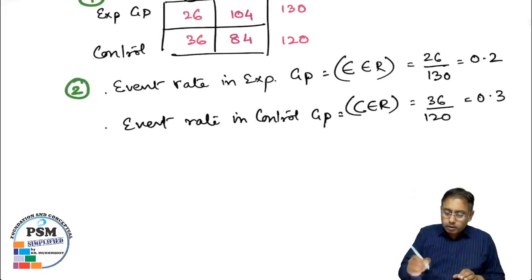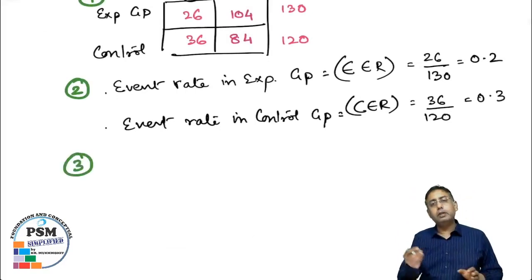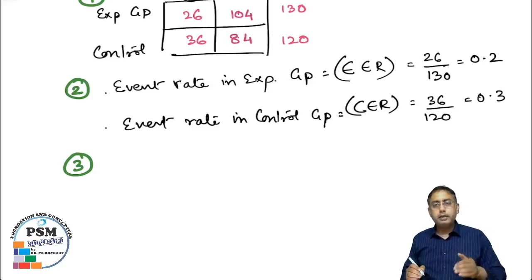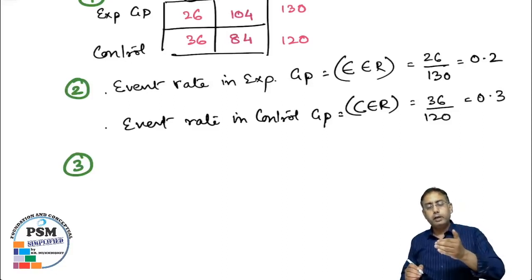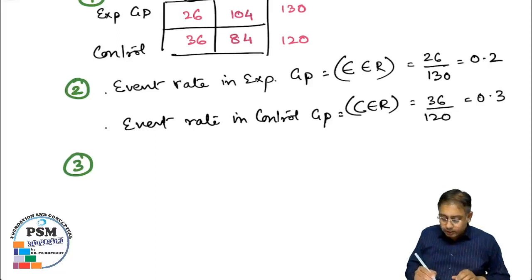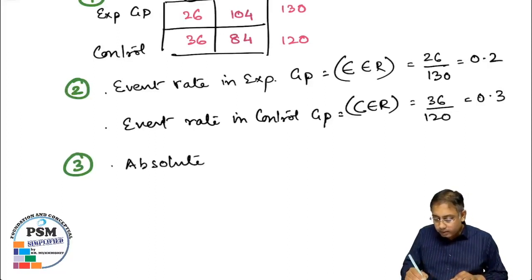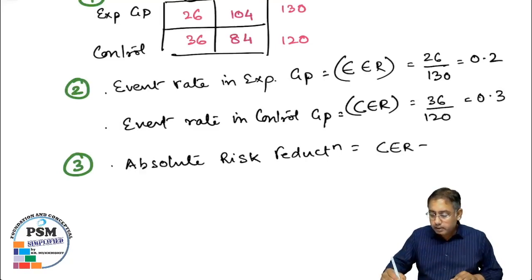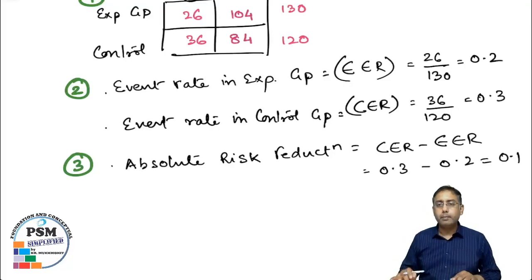So step number 3 is to calculate the number needed to treat. The number needed to treat is given by the formula 1 divided by the absolute risk reduction. So let me calculate first the absolute risk reduction. Absolute risk reduction is given by the formula CER minus EER. That is 0.3 minus 0.2, that is 0.1.